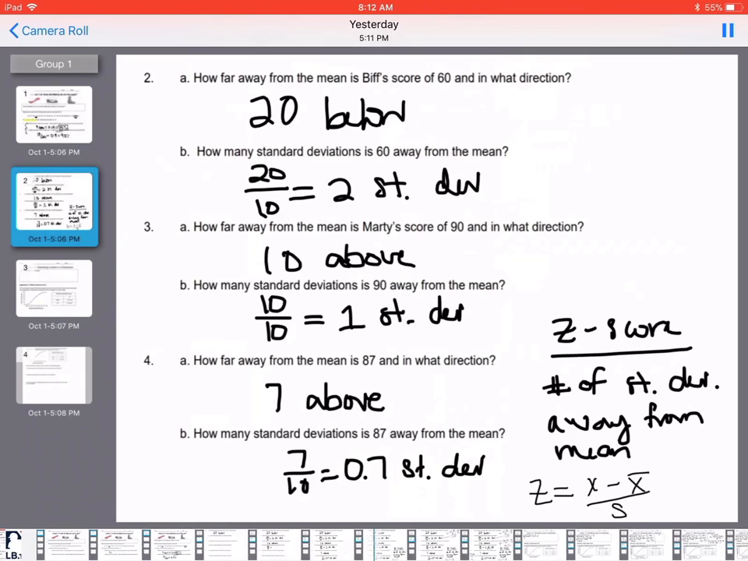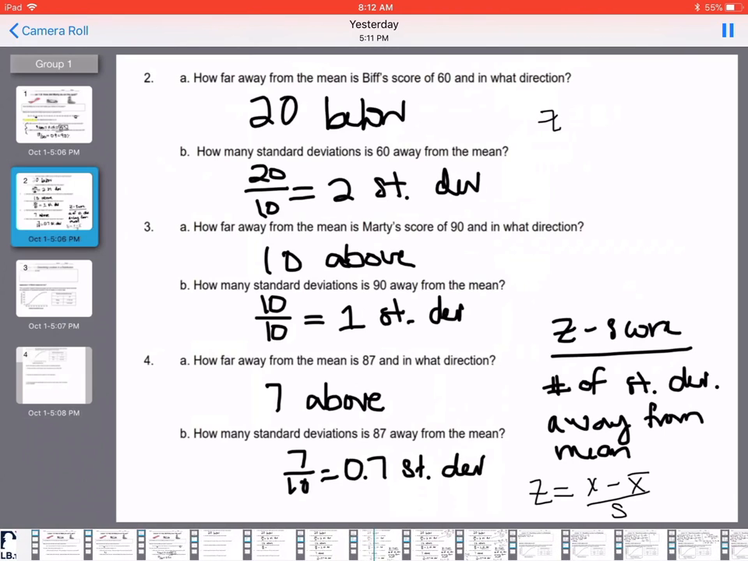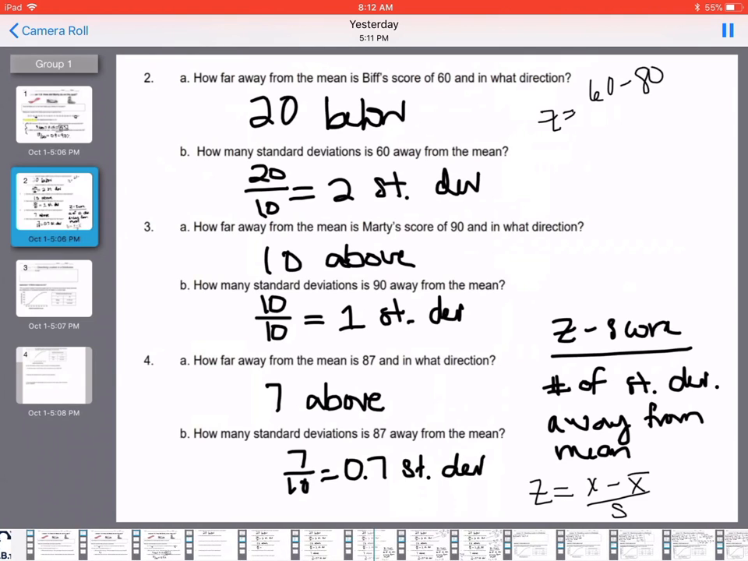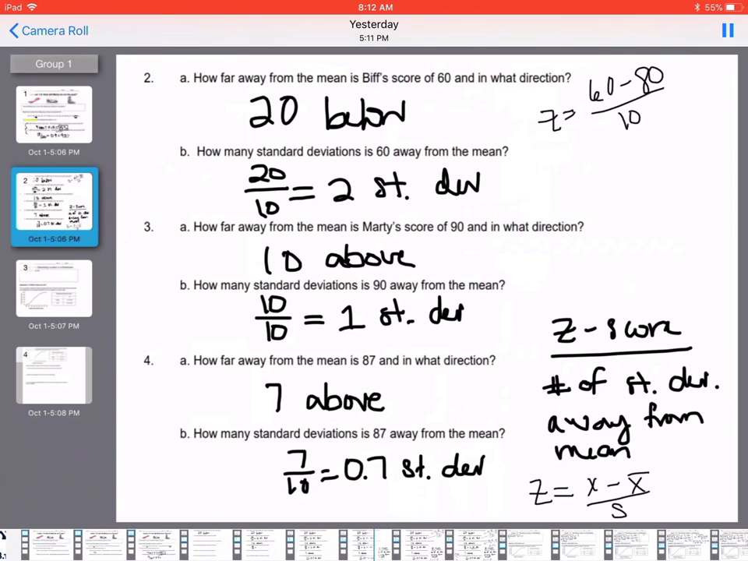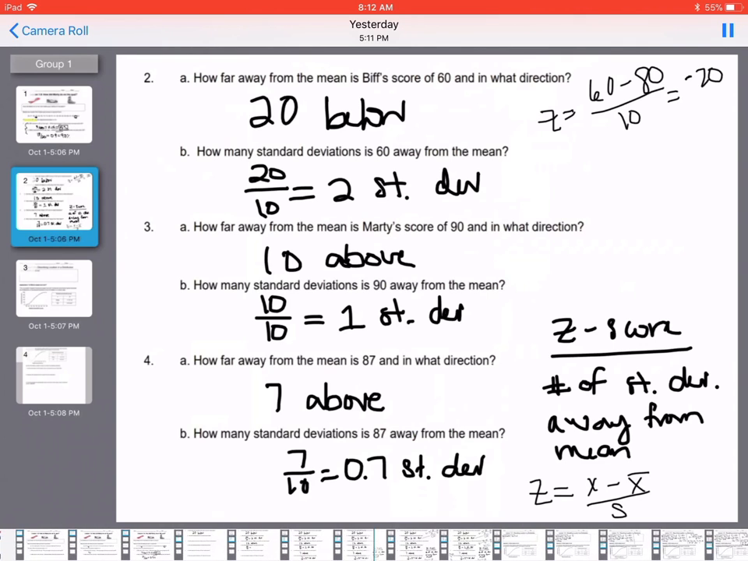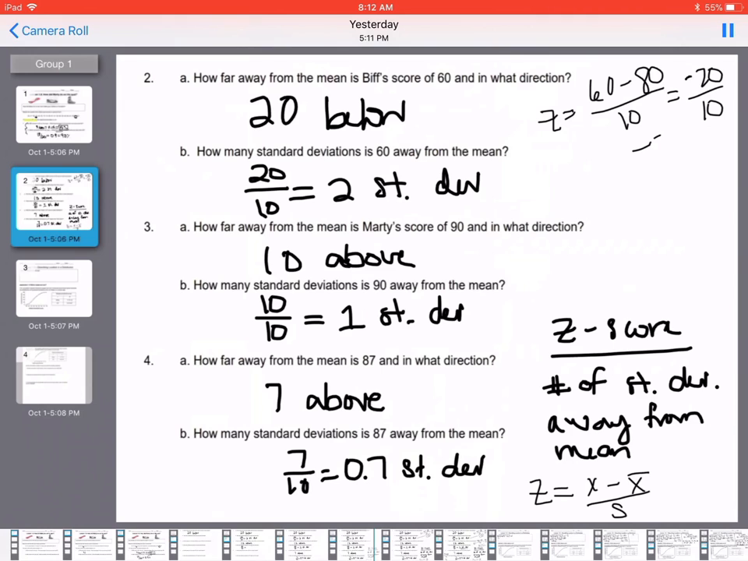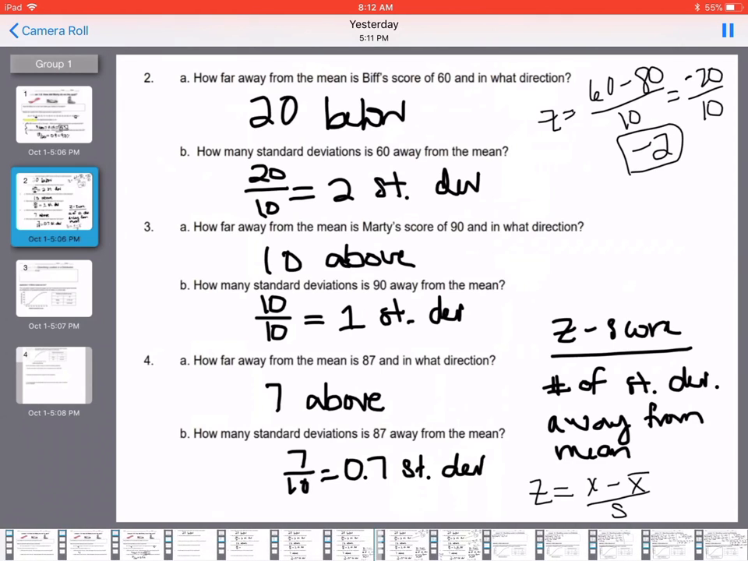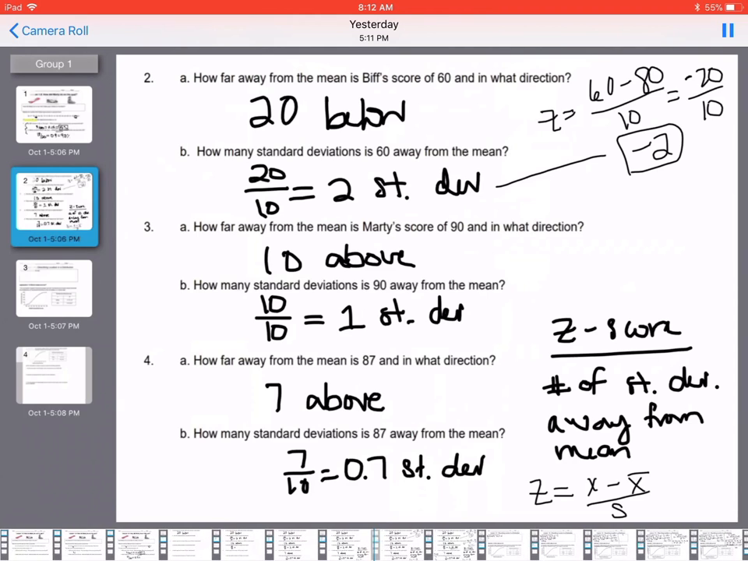So like for number 2, to find our z-score, you take your value, which was 60, subtract your mean, 80, and divide by your standard deviation, 10. So 60 minus 80, which is negative 20, divided by my standard deviation, 10, will give me negative 2. So that would be my z-score. And that makes sense because I'm 2 standard deviations below.